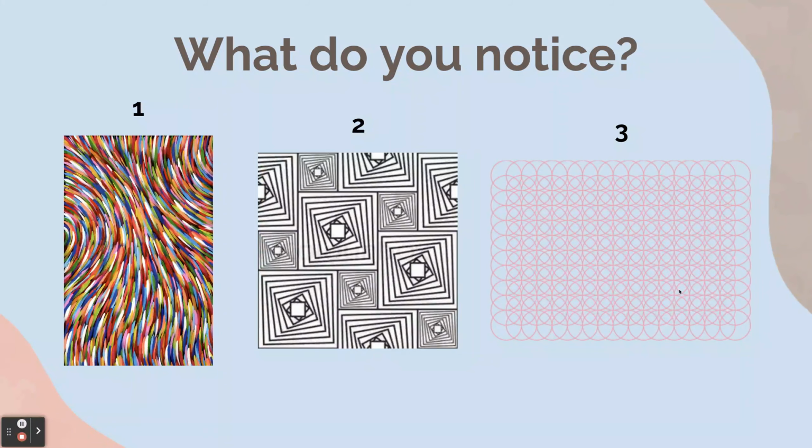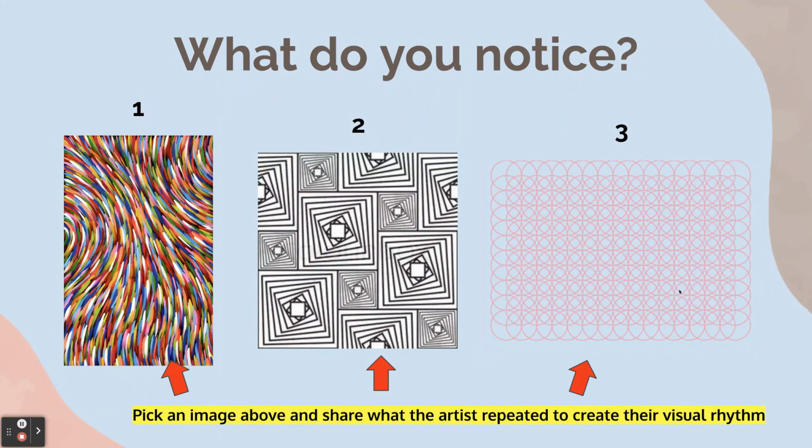Take a look at these three examples right here. Pick an image above and share what the artist repeated to create their visual rhythm. As an example, over here on the right side, if you selected this one, you might have said that the artist created their visual rhythm by repeating a circle, so a shape, over and over again. If you pick the one in the middle, it's the same thing. They're repeating that square, but they're pivoting it and shifting it to create that movement, to give the illusion that it's turning. The one all the way on the left, they're repeating that same brushstroke, but they're also repeating the same probably 7 colors over and over again.